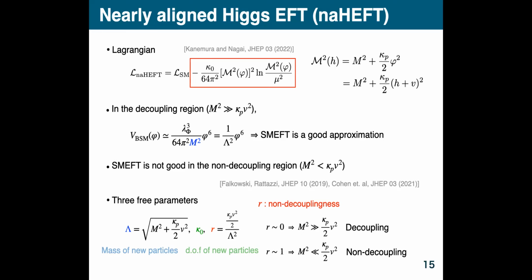So as you already said, it seems nearly aligned is not important when you consider this kind of potential. Yes, this is just a Coleman-Weinberg potential. When we discuss the dynamics of the first order phase transition, the nearly aligned is not important in general. This potential part is important.